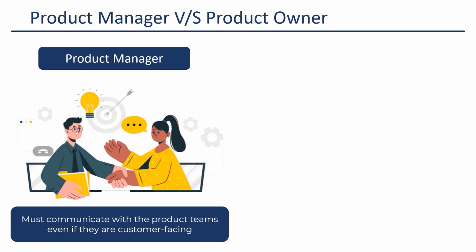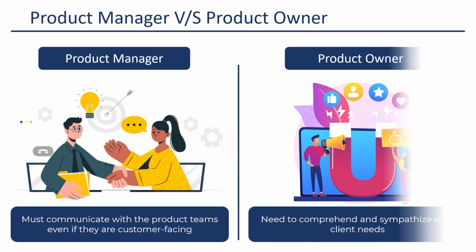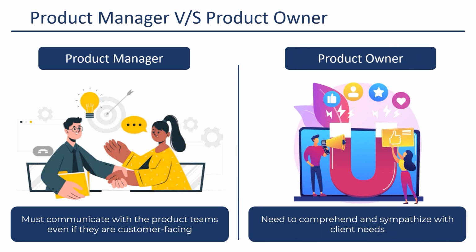Product managers must communicate with the product teams, even if they are customer facing. They must work on wireframes and prototypes and attend Scrum sessions. This is because it's up to PMs to determine the overarching vision, making it crucial to collaborate closely with the product teams. And product owners need to comprehend and sympathize with client needs. If they don't have this, every product they develop will continue to overlook different client pain issues.